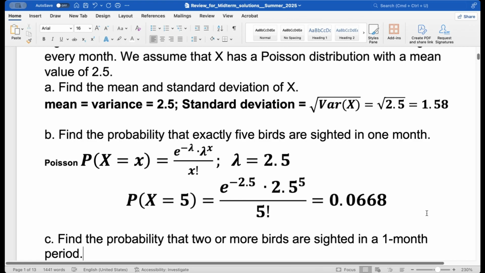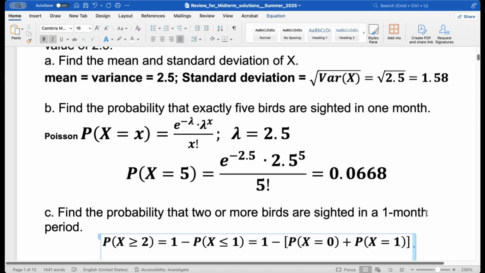Find the probability that 2 or more birds are sighted in a 1 month period. So 2 or more means 2, 3, 4, 5, 6, 7, 8. That's too much to count. We're going to do the opposite probability, which is less than 2, 0, or 1. So the probability that x is greater than or equal to 2 is 1 minus the opposite, that it's less than or equal to 1. Less than or equal to 1 is either 0 or 1. So we're going to count those two out and then subtract from 1.